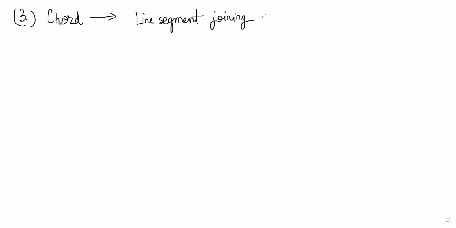Okay. So now what is the third term that we want to understand? The term is a chord. So what is a chord? The line segment joining any 2 points on a conic is a chord. We know the meaning of chords from basic circles. In circles also, the line joining any 2 points on a circle is known as a chord. So similarly, we have this term for a conic section.